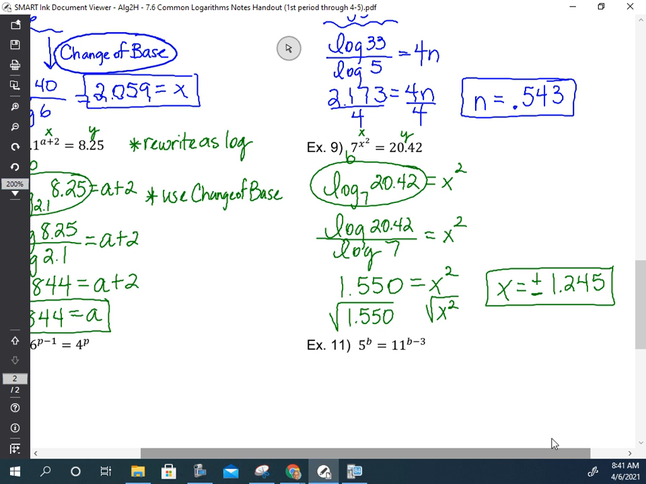So what was so different about it? Nothing really. The only thing that happened was we had x squared, so we take the square root of both sides. You can have negative answers for an exponential equation. Exponential equations can take any number. It's logs that can't take 0 or negative. But an exponential equation can pretty much do what it wants.